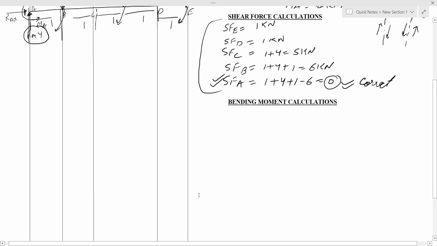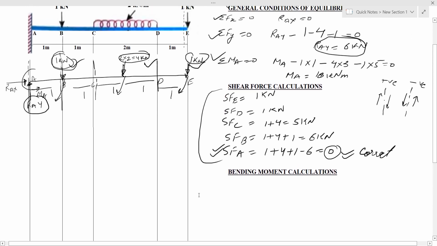For bending moment calculation, we can see that at point E, since it is a free end, bending moment at point E will be equals to 0 because it is free end. Bending moment at point D. Bending moment at point D will be equals to, since there is only one force of 1 kilonewton moving downward from point D, so it will be 1 into 1 and that too of minus sign, so it will be minus 1 kilonewton meter.